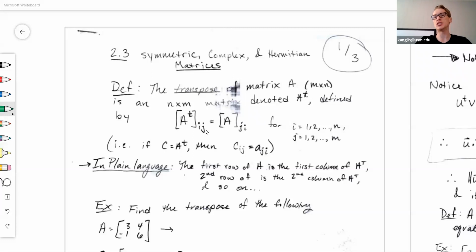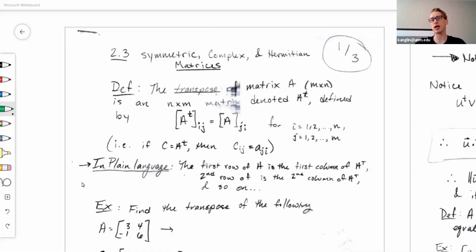We define A transpose this way: the ijth element, the element in the ith row, jth column of the transpose of A, is the same as the element of A that's in the jth row and ith column. It's like we have just interchanged the row and column position to get the transpose. Another way to state this is if the matrix C is your transpose of A, then the ijth element of C is really the jith element of A. Again, the transpose interchanges rows and columns.